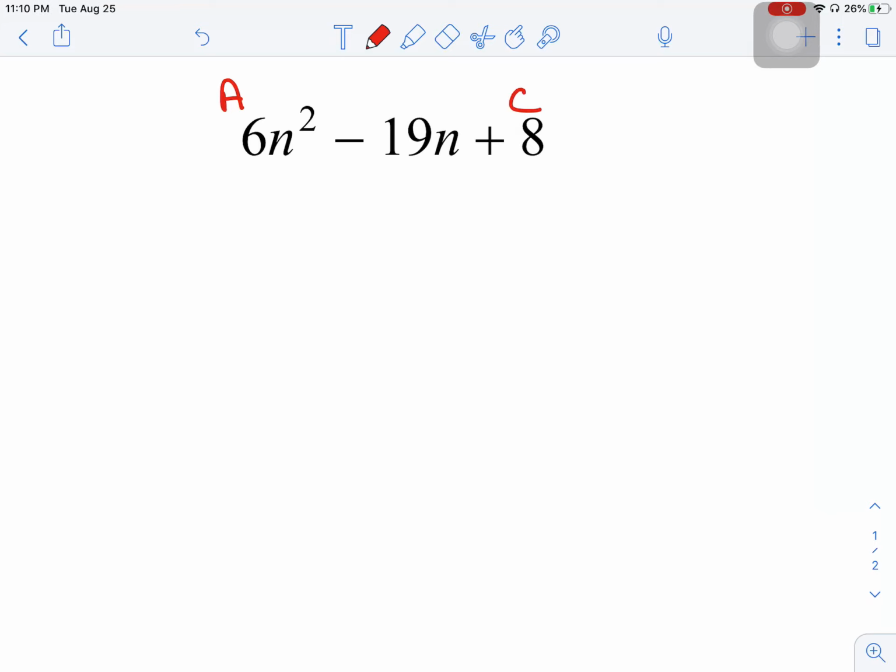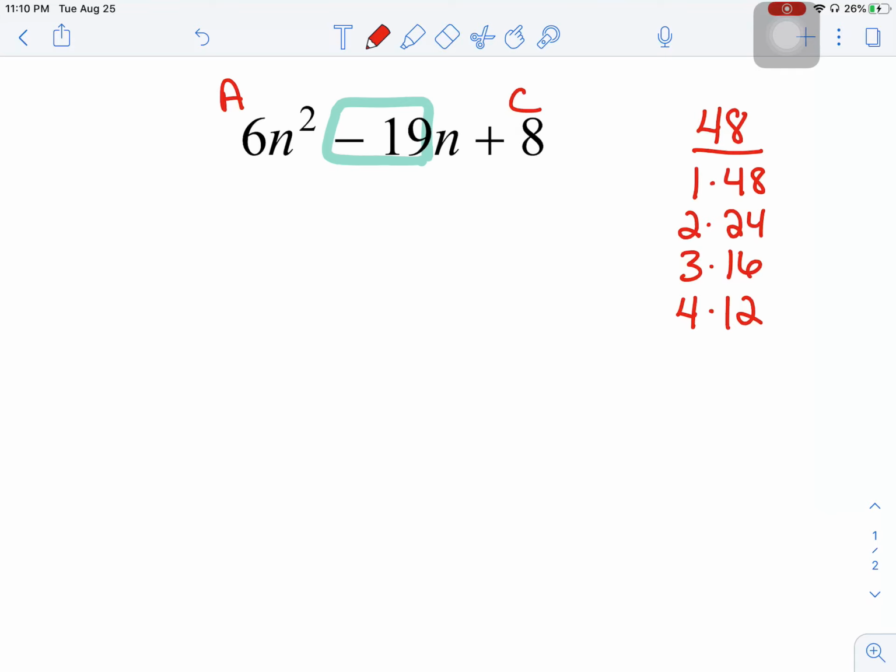So 6 times 8 is 48. And what I'm looking for now is the things that multiply to 48 and add up to negative 19. Now, I'm not sure what those are off the top of my head, so what I'm going to do is list out the things that multiply to 48. To keep track of my list, I'm going to start with 1 times 48, 2 times 24, 3 times 16, 4 times 12. 5 isn't going to work. 48 would be 6 times 8. 7 doesn't work, and 8 is already on my list.